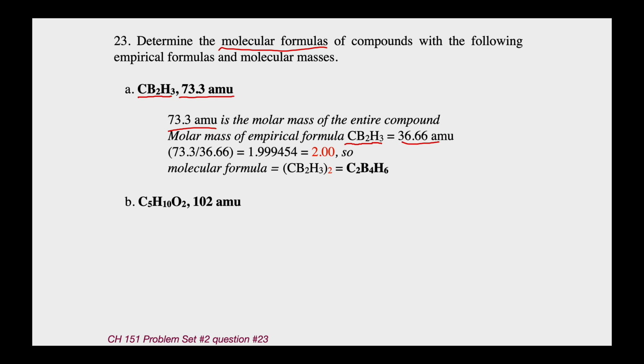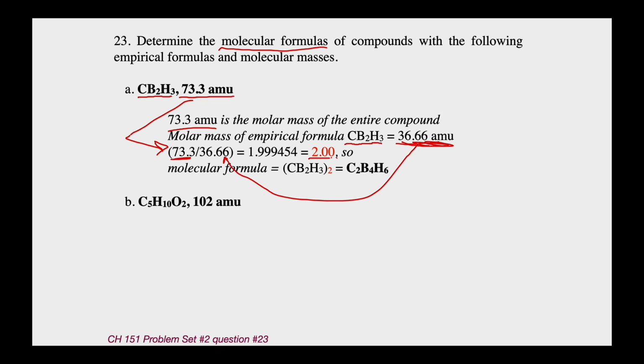Now, carbon on the periodic table is about 12 grams per mole. Boron, I think, is 10.8 or so, times 2. And hydrogen, 1.01 times 3. You add those 3 things together, and that's where this number comes from. Because the empirical formula's molar mass is different than the molecular formula's molar mass, we need to find a ratio. So you take the number that was given, put it in the top, and this number goes in the bottom. You should always get a whole number ratio here, and in this case it comes out to be 2.00.